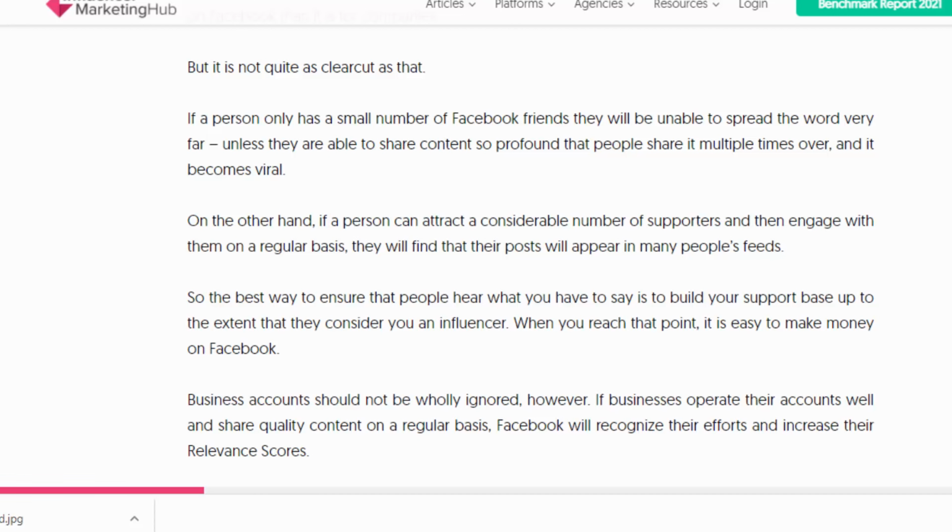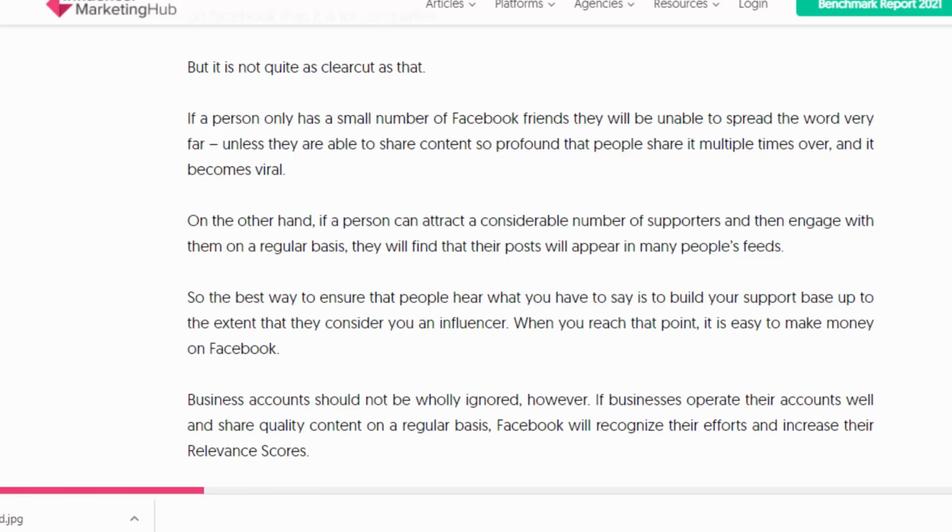On the other hand, if a person can attract a considerable number of supporters and then engage with them on a regular basis, they will find that their posts will appear in many people's feeds. So, the best way to ensure that people hear what you have to say is to build your support base to the extent that they consider you an influencer. When you reach that point, it is easy to make money on Facebook.